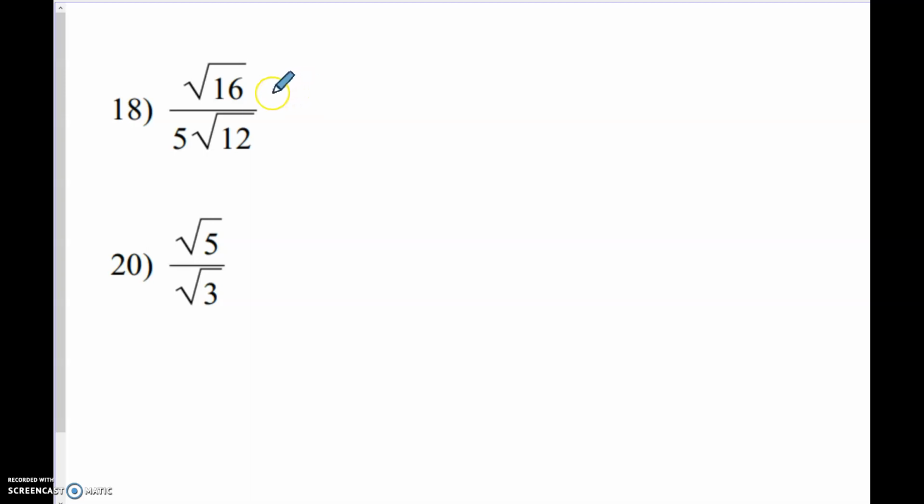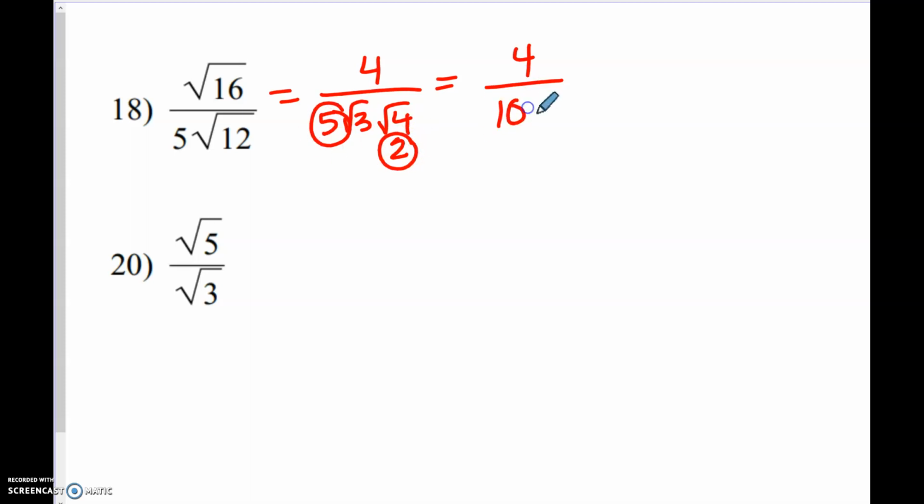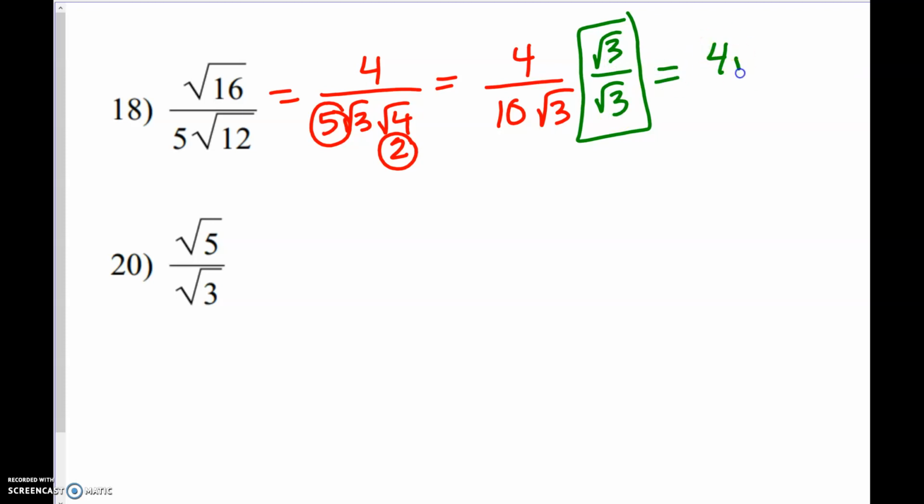All right, this top, the square root of 16, is 4. On the bottom, we end up with the square root of 3 and the square root of 4. So this square root of 4 is 2, and 2 times 5 is 10, and then we still have a root 3 on the bottom. And we are not allowed to have that root 3 on the bottom, so we're going to multiply by the square root of 3 over the square root of 3. So on the top, we get 4 root 3, and on the bottom, root 3 times root 3 is 3, and 10 times 3 is 30.